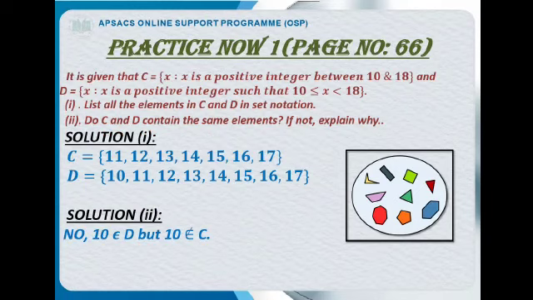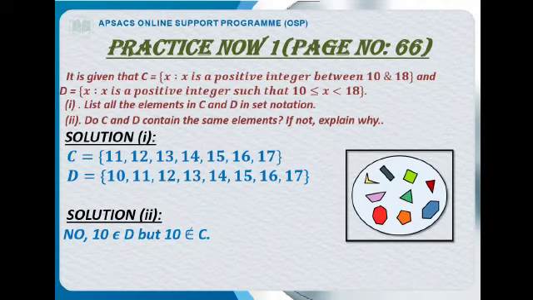It is given that set C = {x : x is a positive integer between 10 and 18}, and D is another set, D = {x : x is a positive integer, x is greater than or equal to 10 and x is less than 18}. In part 1, list all the elements in C and D in set notation form. So in solution 1, C = {11, 12, 13, 14, 15, 16, 17} under the curly bracket. This is the set format.